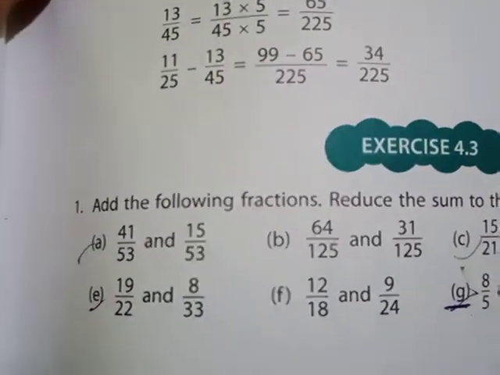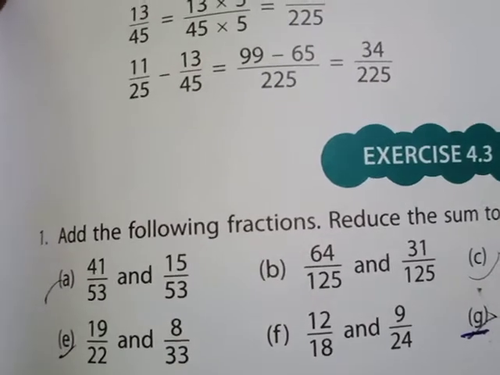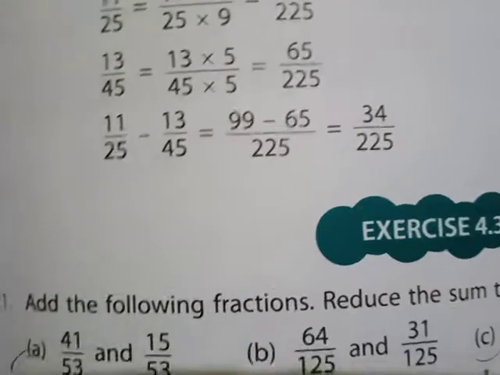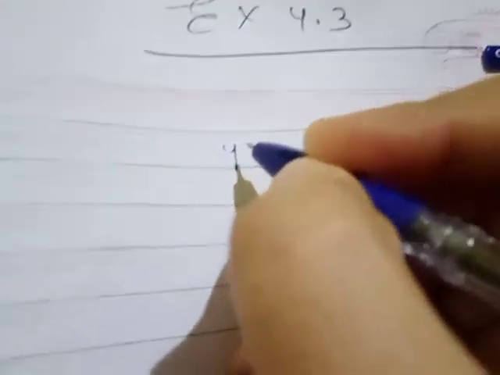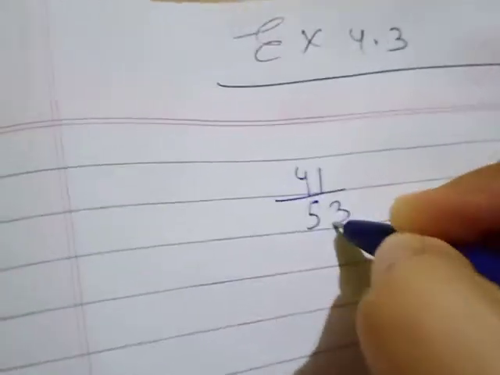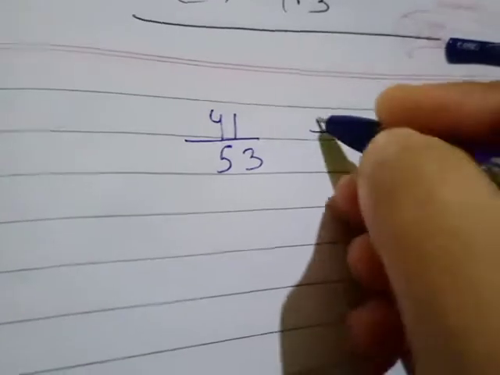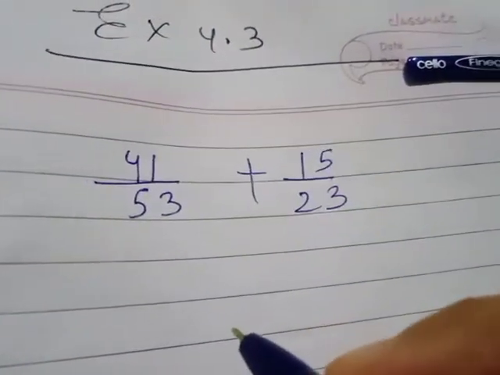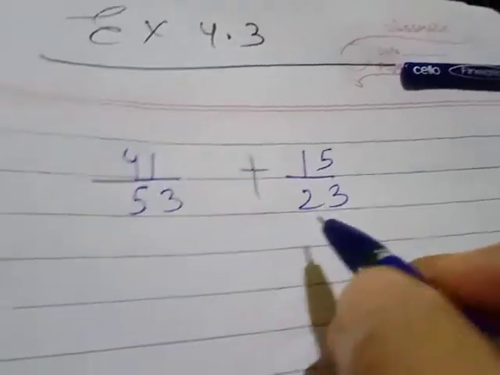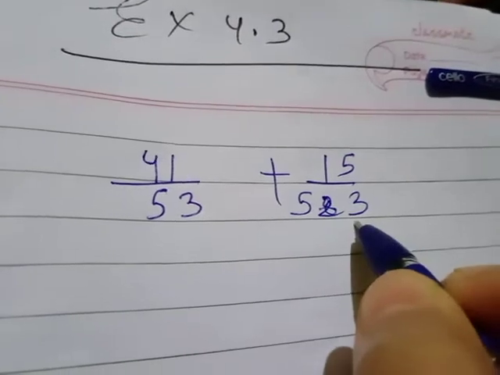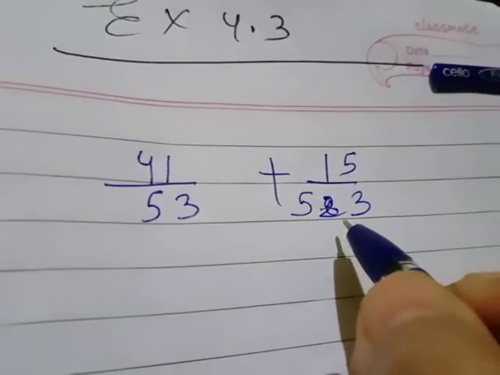So how to add the fractions, I'll tell you. See question number 1a. It is 41 upon 53 and 15 upon 53. We have to add this. If you see here 53, this is okay. If you see, denominators are same, means like fractions they are.